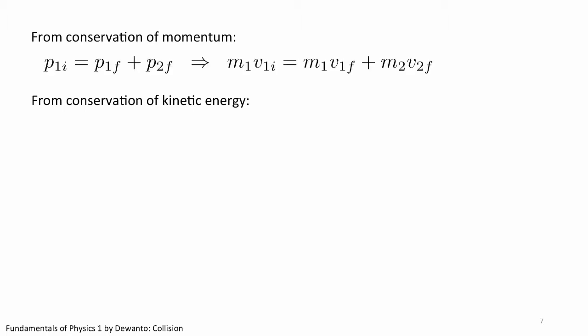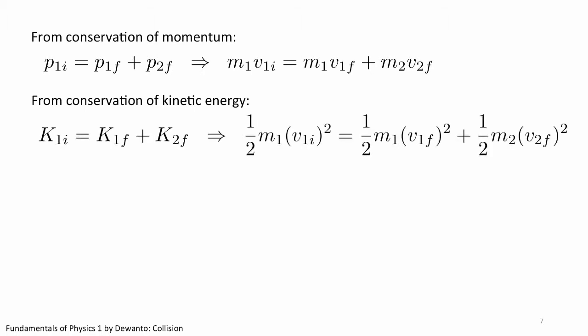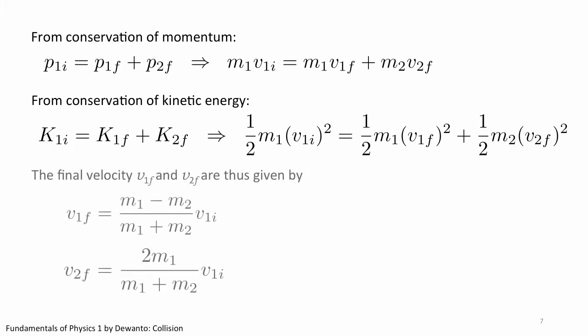From the conservation of momentum, we have the following. Whereas from the conservation of kinetic energy, we have the following. We are then to solve for v1f and v2f, which are the two unknowns from these two simultaneous equations, in terms of m1, m2, and v1i. The answers are given as such.